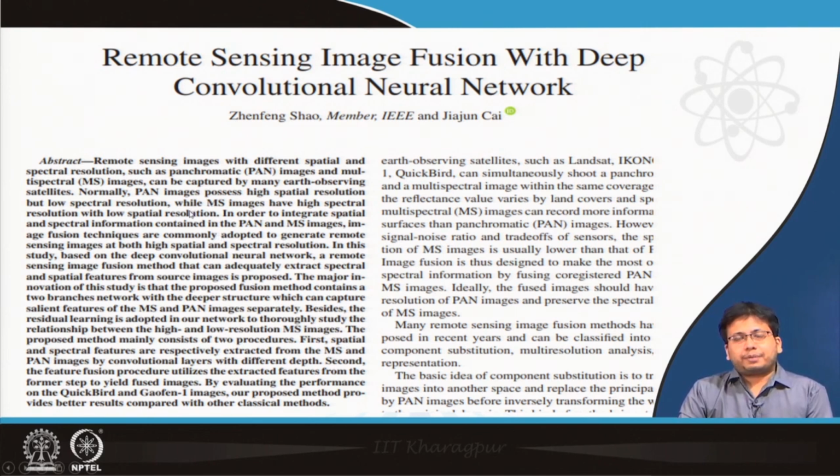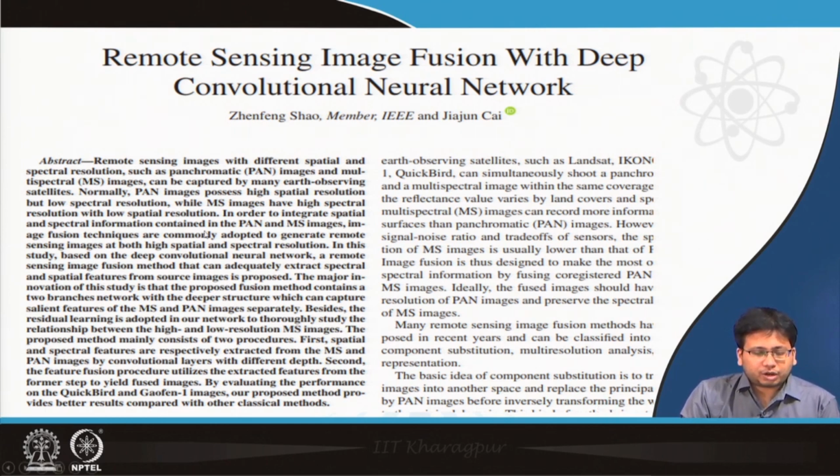That is, a hyperspectral image is captured at hundreds of wavelengths, a multispectral image is captured at maybe 5 or 6 wavelengths, and a panchromatic image is captured at a single wavelength. But the spectral resolution is in the order hyperspectral maximum, followed by multispectral, and then finally panchromatic. In case of spatial resolution, it is the other way.